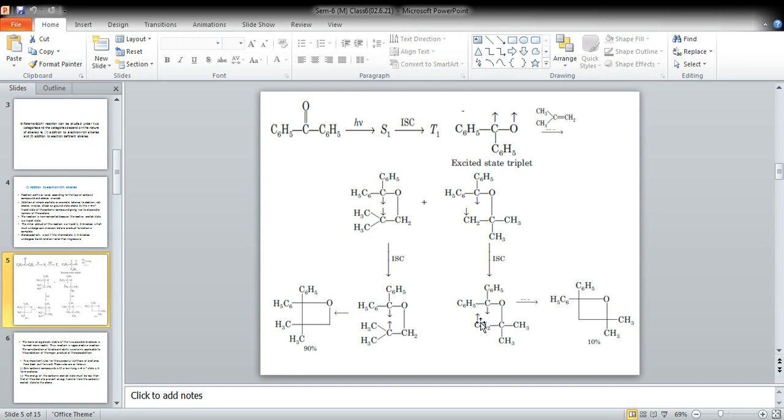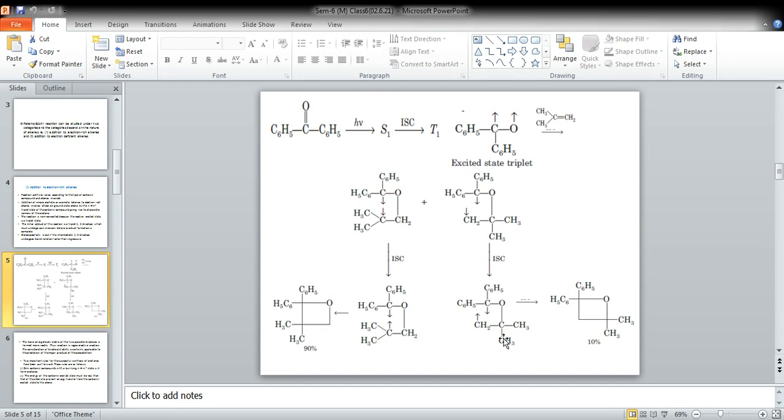Now these two intermediates individually undergo bond formation to give us this oxetane on the left side, which is 90%, and on the other side we get oxetane 10%. So one is the major product and another is the minor product. Here we may say that it is stereospecific because the 10% product we can neglect. Now I want to highlight why this is 90%, why it is the major product.